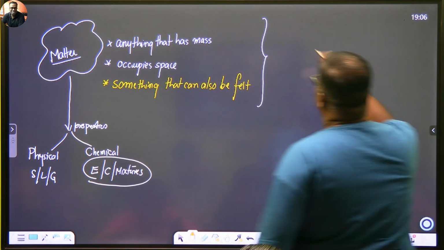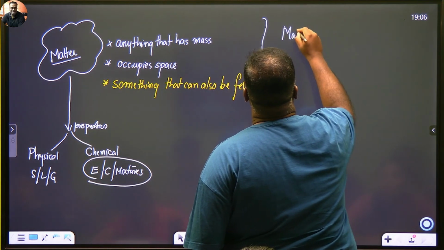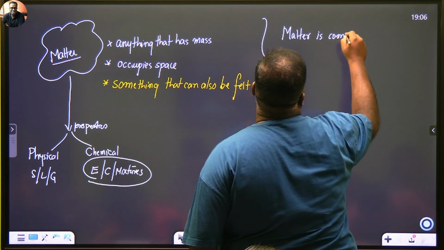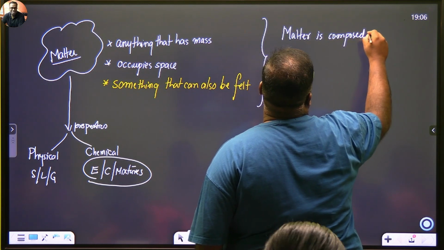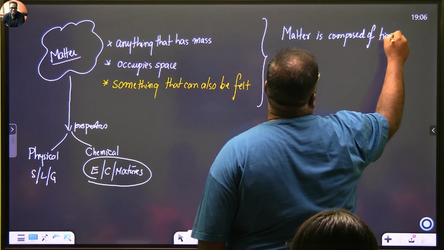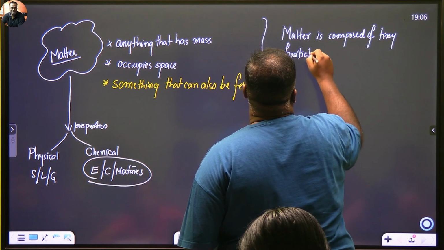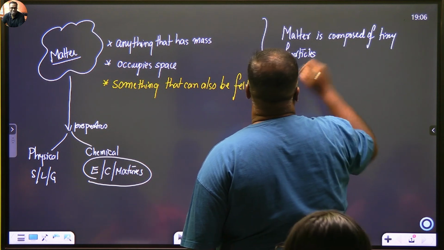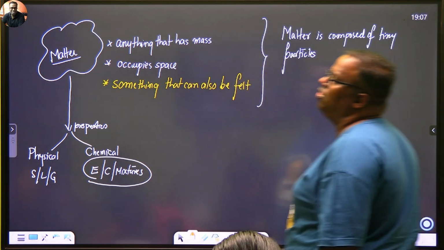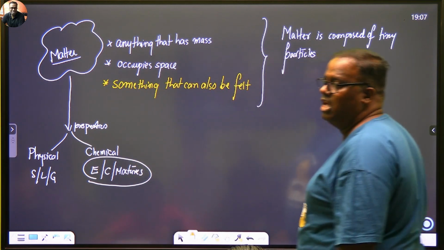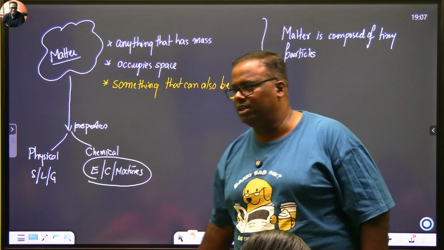Now matter is said to be, matter is composed of tiny particles. और एक grandma story जैसा है, chemistry is the literature of science. Tiny particles. At this stage, do not break your head to understand whether these particles are atoms or molecules. We are only saying matter is composed of very tiny particles.